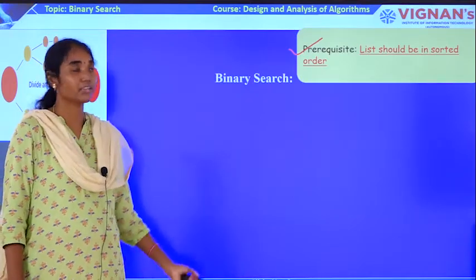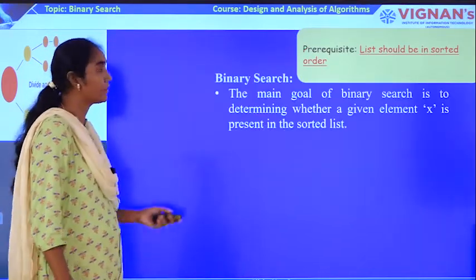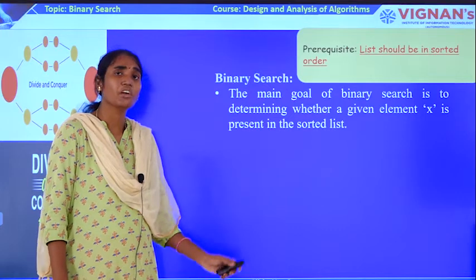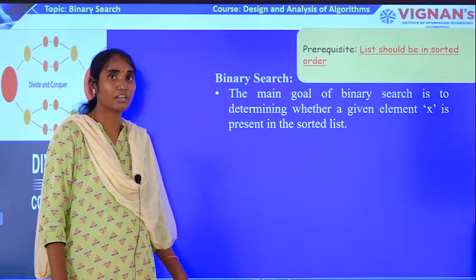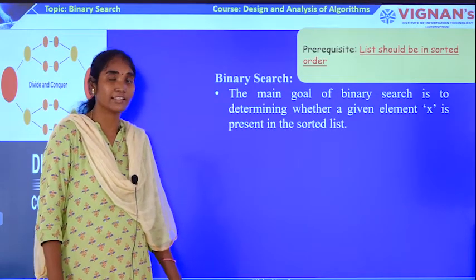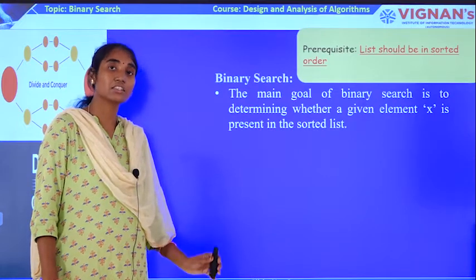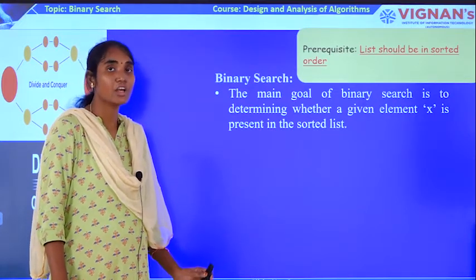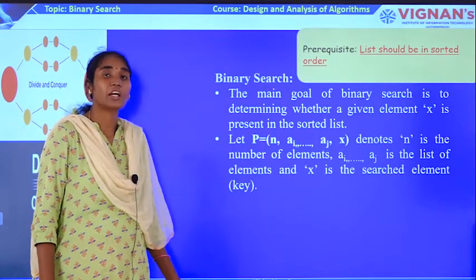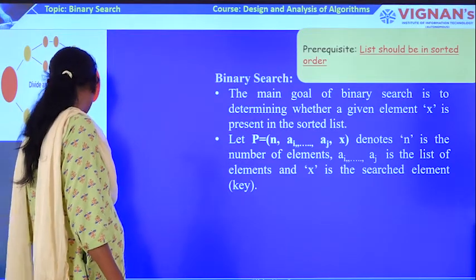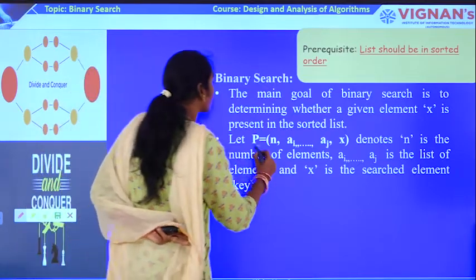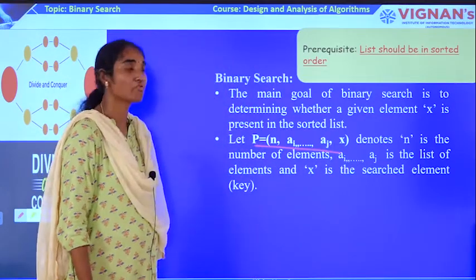Now, coming to binary search, what is the procedure? The main goal of binary search is to find an element X in the given list which starts from Ai to Aj and whose size is n, which means the list consists of n elements, starting from Ai to Aj. This problem we depict with the help of P, where P is equal to (n, Ai ... Aj, x).